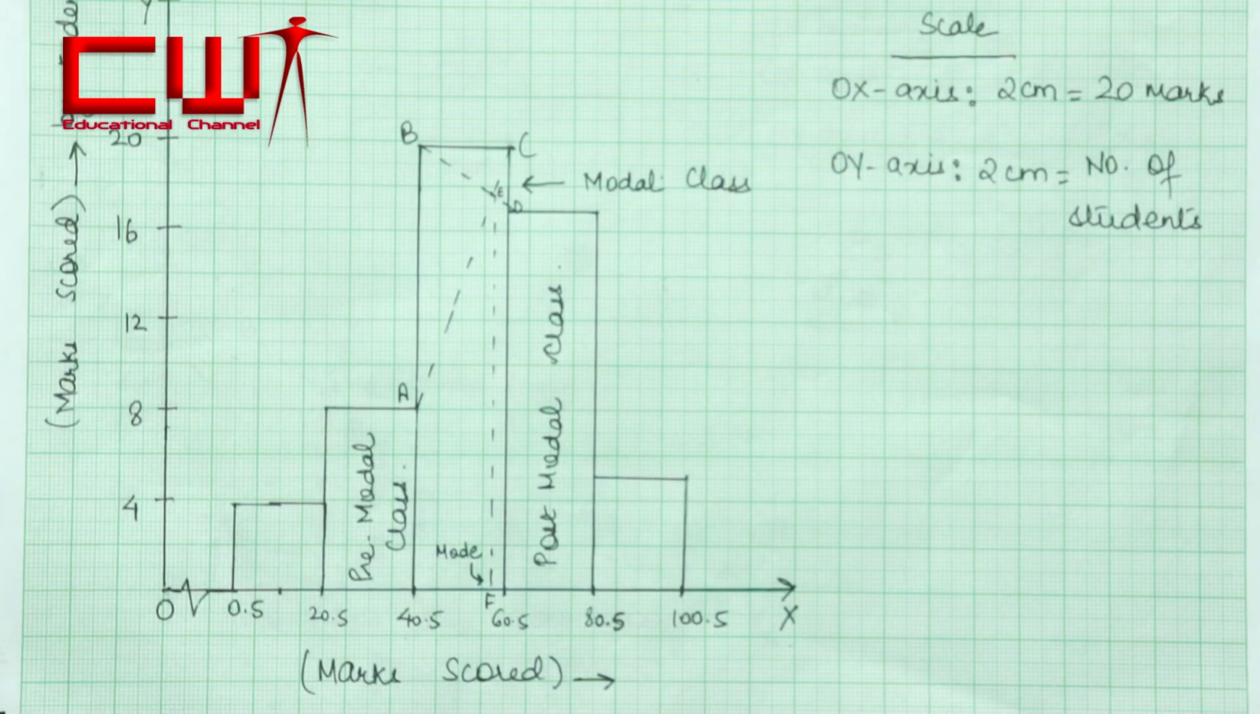Now they ask you to make the histogram and find out the mode graphically. The problem in the question is that you have to find the mode, and that is also given in an inclusive series. First you have to convert the series.